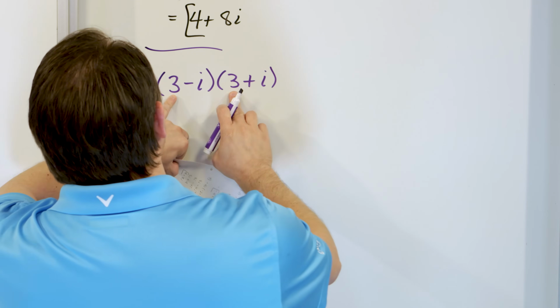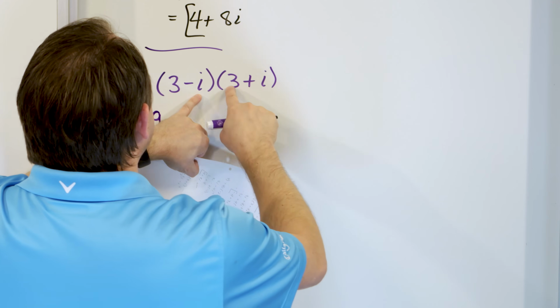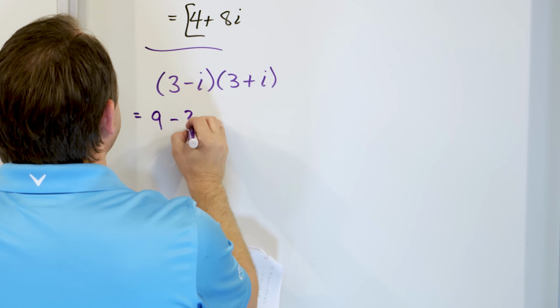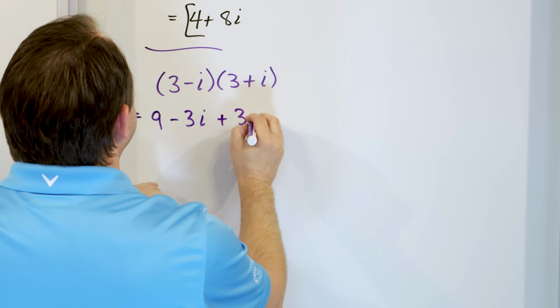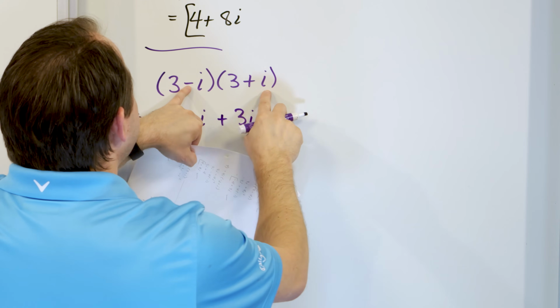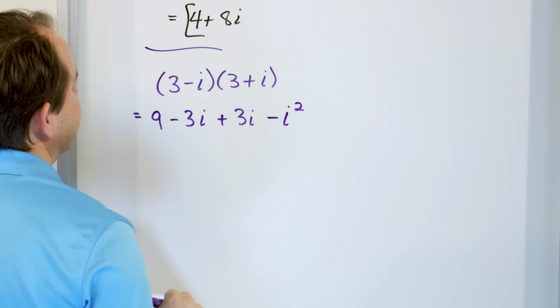The first terms multiplied together, 3 times 3 give me 9. The inside terms give me 3 times negative i, give me negative 3i. The outside terms, 3 times i, give me positive 3i. And the last terms, you've got to be careful. Negative times positive gives me negative, but i times i gives me i squared, like this.